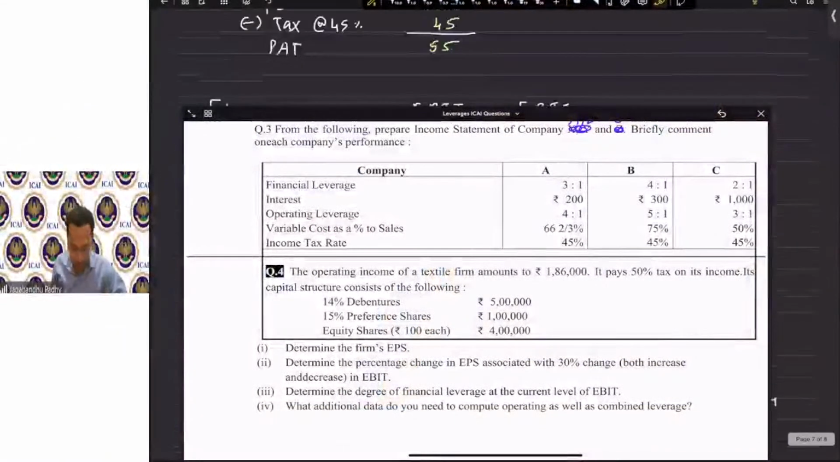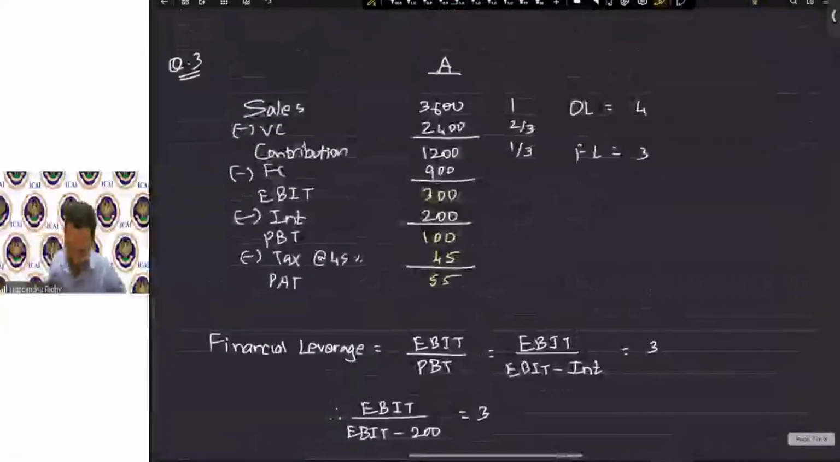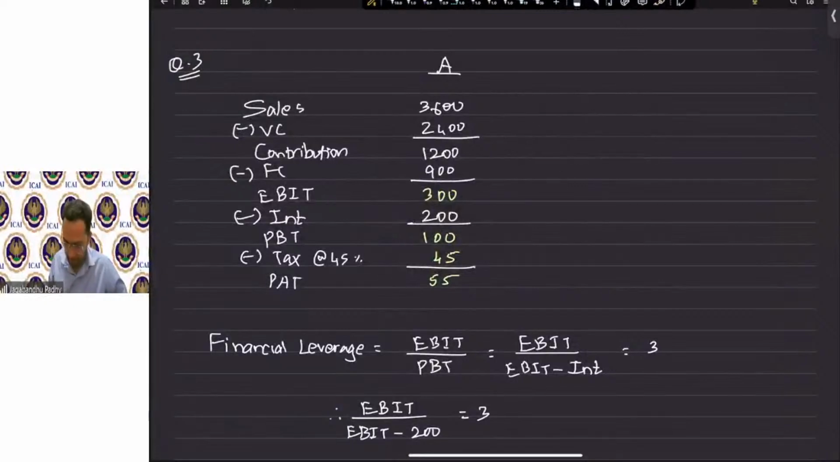Okay. So I think everyone has solved this part B and C. I want the figures for B and C. Sales is 8,000. Is it true, guys? And for C, it is 12,000. Okay.